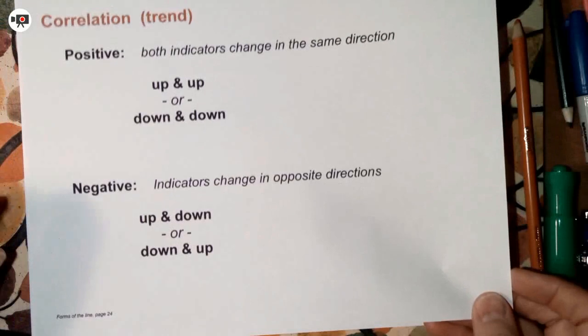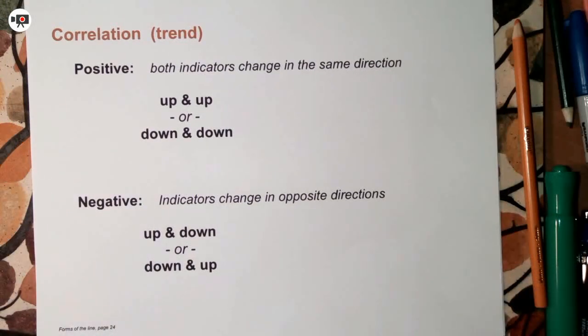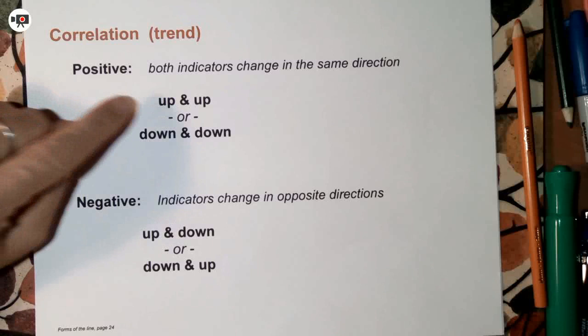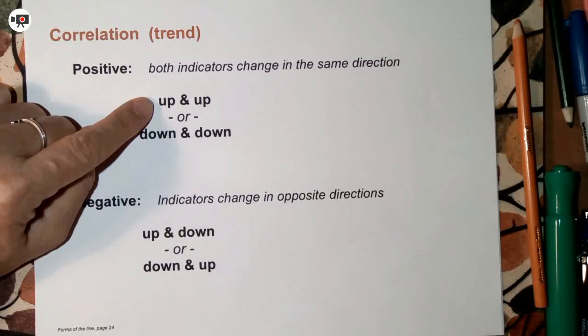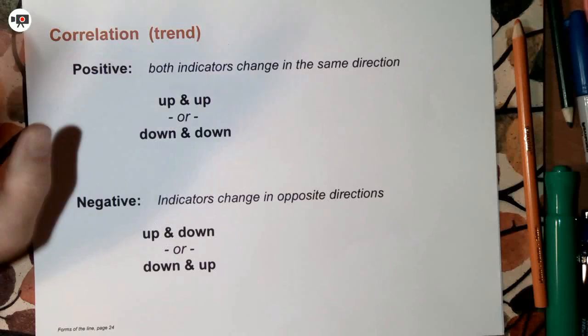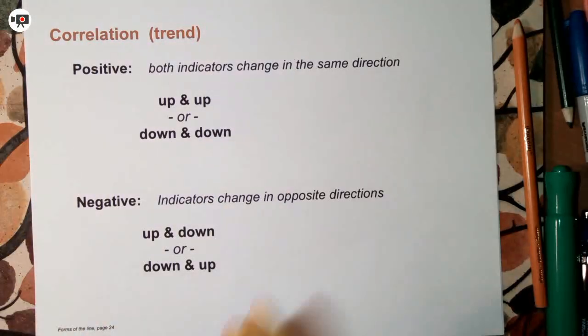Okay? So now let's look at correlation. We've talked some about correlation. We have a positive correlation and a negative correlation. In a positive correlation, both indicators change in the same direction. Pretty much always, if one goes up, the other goes up. There are some circumstances where down and down works, but you're working with it kind of weird when you're doing that. So we'll talk in terms of up.